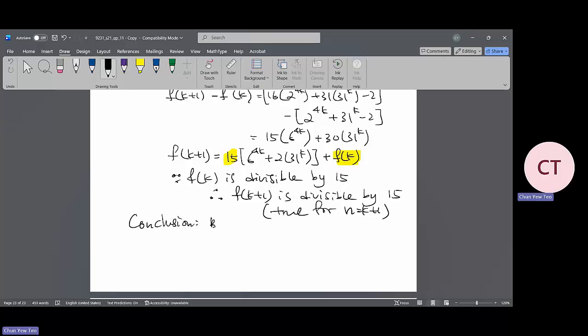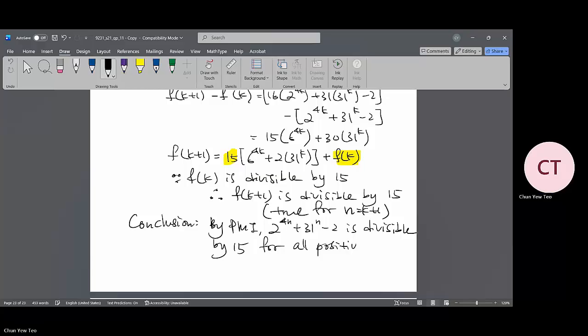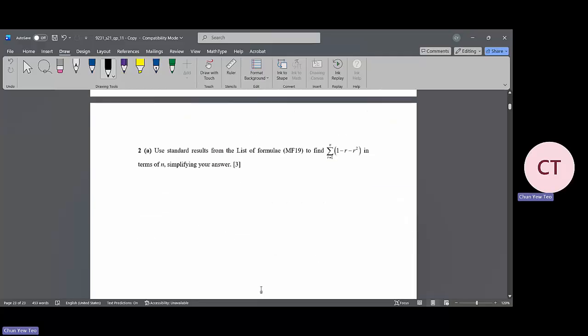The conclusion is by the MI, 2 to the power 4n plus 31 to the power n minus 2 is divisible by 15 for all positive integers. Done. This will be the answer for question number 1. Now we move on. We have question number 2.